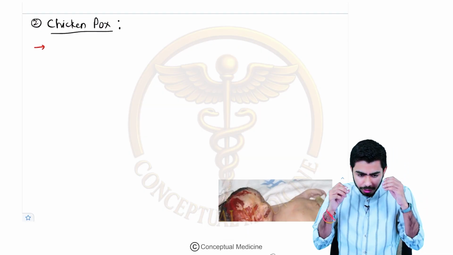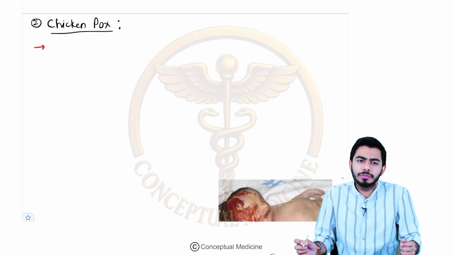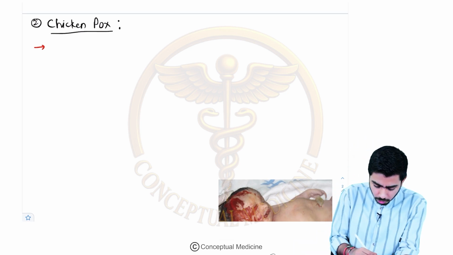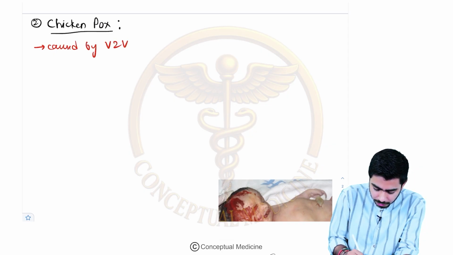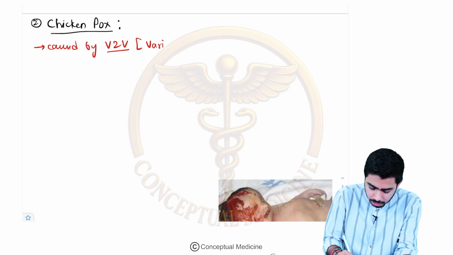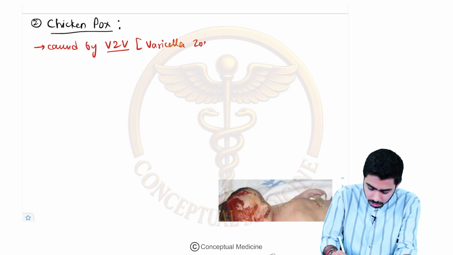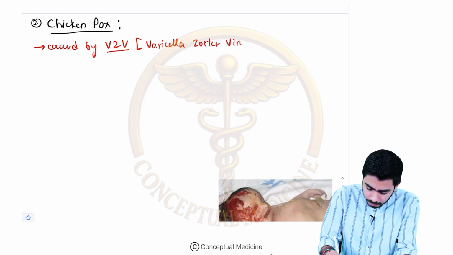First of all, what kind of etiology do we see in the chickenpox virus? It is caused by, guys, the varicella zoster virus. Very important, VZV, the varicella zoster virus. Simple point.